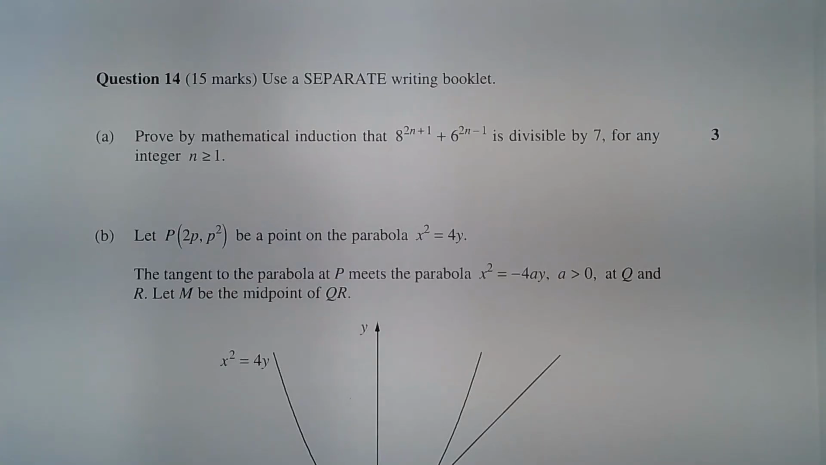Question 14a. Prove by mathematical induction that 8^(2n+1) + 6^(2n-1) is divisible by 7 for any integer n greater than or equal to 1.